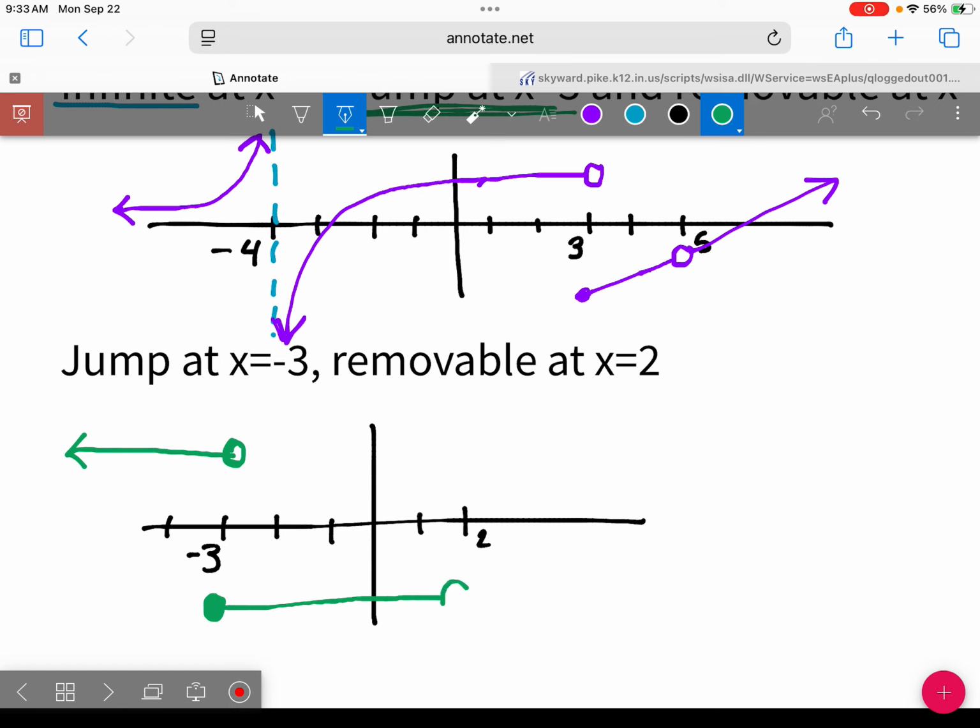And then when I got to 2, we have a removable discontinuity. It may have a point elsewhere. It may not. Either way, it has a removable discontinuity. It can be removed and placed elsewhere, or it can just be removed and turned into a lava pit, where we got to jump over it.